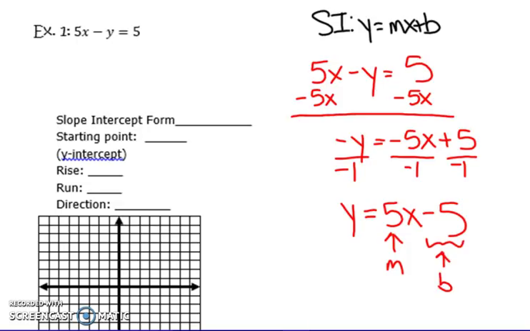So now that I have my slope-intercept form, I have my value for m, and I have my value for b, or my slope and my y-intercept. So my slope-intercept form is y equals 5x minus 5. That makes my starting point (0, negative 5). Negative 5 is my y-intercept.